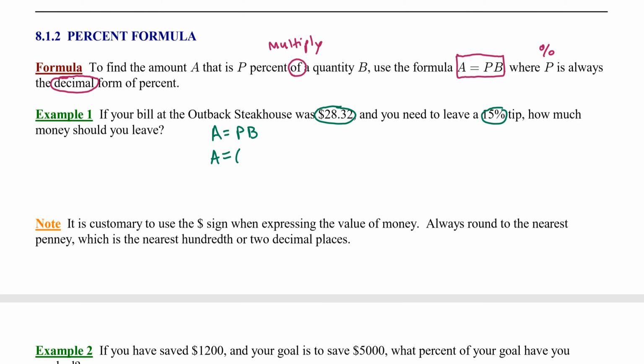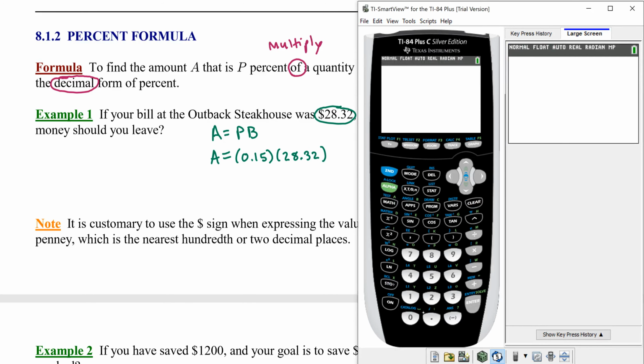So for P, we're going to plug in 0.15, which is the decimal form of 15%, times 28.32. So let's type this into our calculator. 0.15 times $28.32. We're going to end up with 4.248.